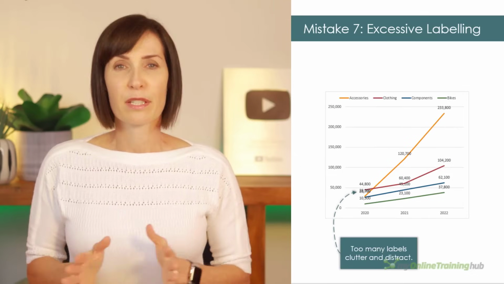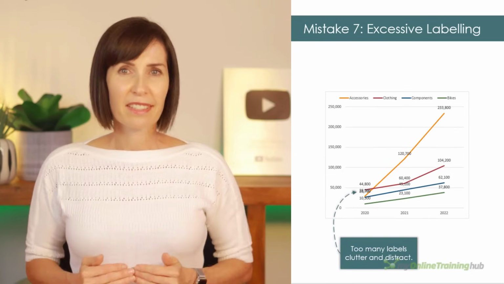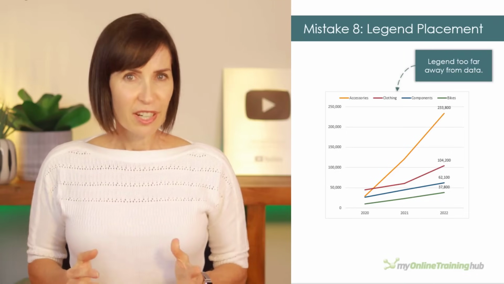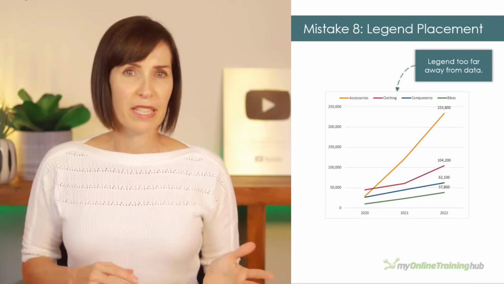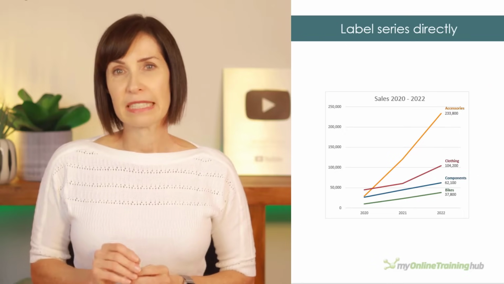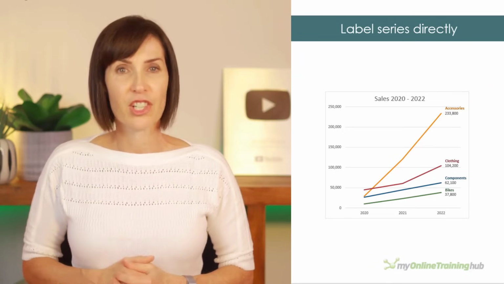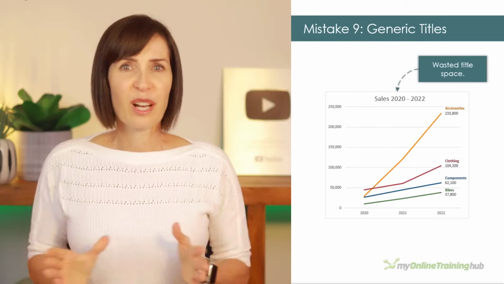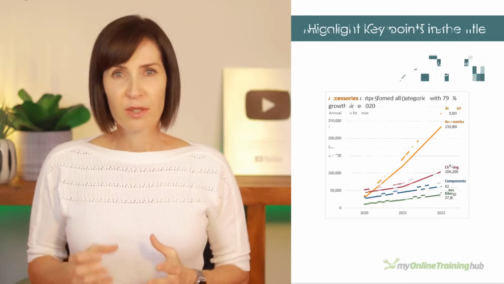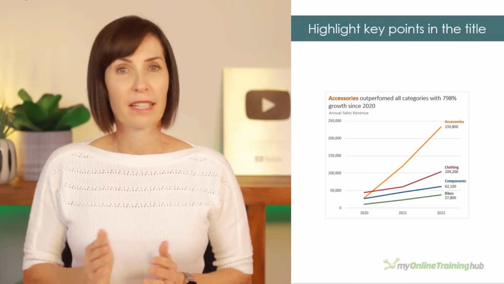Excessive labeling clutters and distracts. Dial back the labels by only labeling key data points. Legends slow down interpretation because we have to flip between the data points and the legend and back and forth. It's better to directly label the data if you're not expecting the chart to update. Titles are often wasted on stating the obvious. Instead, use this prime real estate to communicate the key message.